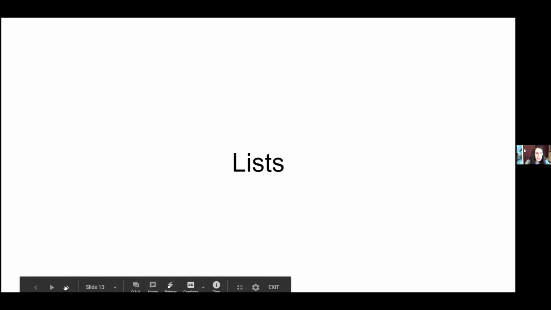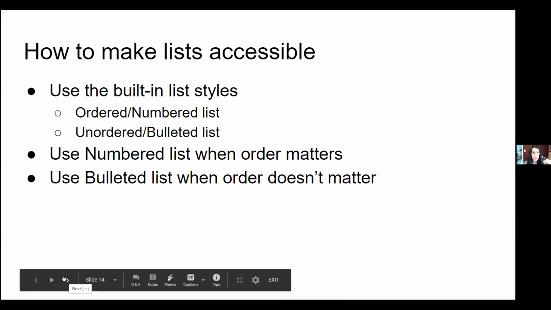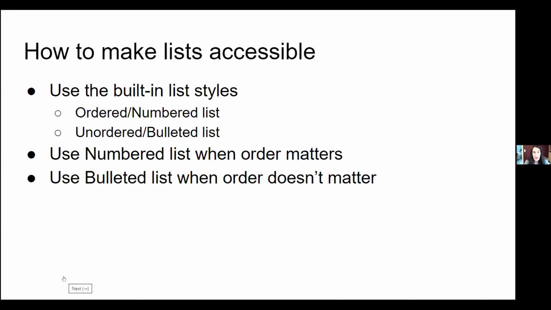Now, making lists is quite easy, actually. The only thing you really have to do is use the built-in list styles. There are two different styles: the ordered or numbered list and the unordered or bulleted list, which I'm sure all of you are familiar with. Use the numbered list when order matters and use the bulleted list when order does not matter.